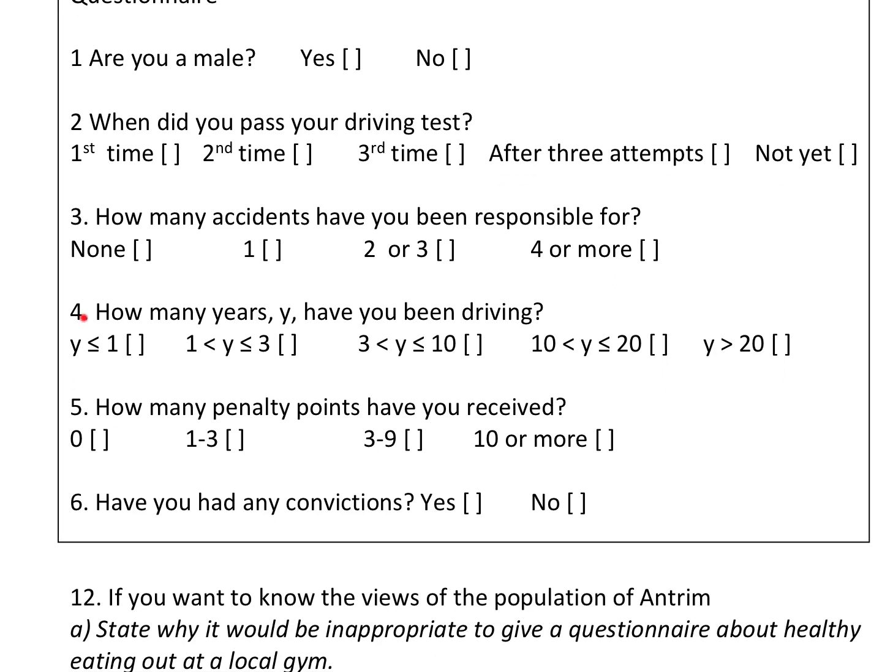Number 4, how many years have you been driving? Okay, a little bit mathematical, but if it's a question where you're beside the person, you can help them out a little bit if they don't understand. Or you could maybe change this into words to help them. So 1 year or less, between 1 and 3, up to 3, more than 3, less than or equal to 10, and so on. How many penalty points have you received? 0, 1 to 3, 3 to 9, 10 or more.